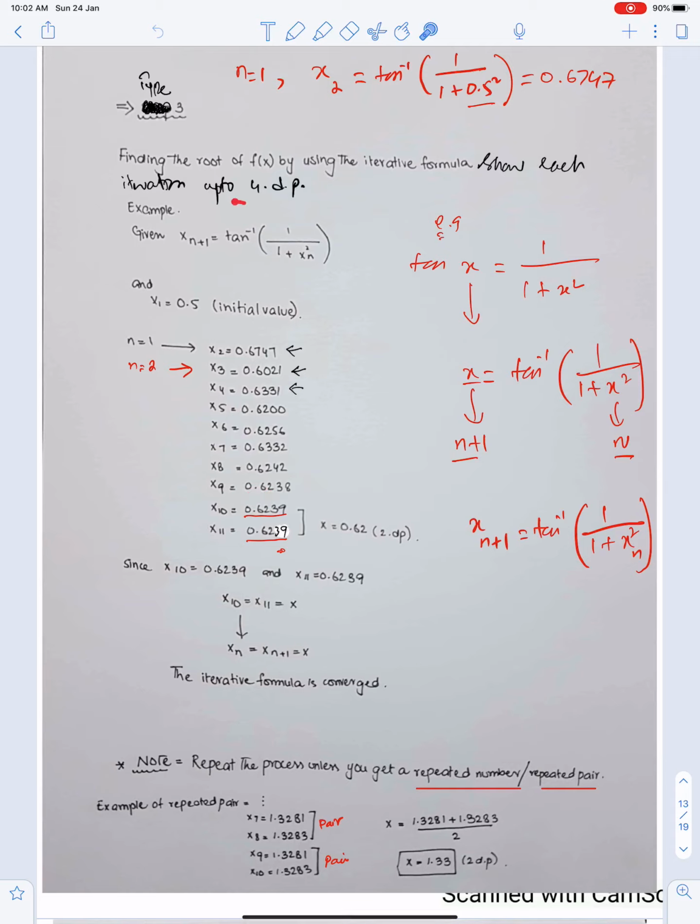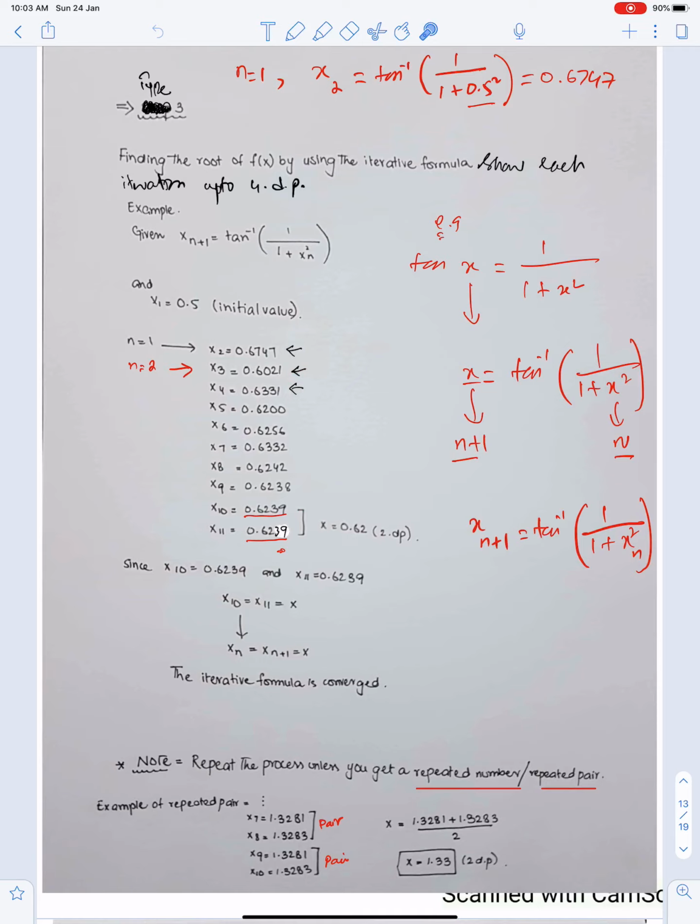You need to substitute this equation in your calculator, and then press the calculation button. The calculator will ask you the value of x. You need to put 0.5 in your calculator, press equal, and get this answer. And then for x3, you need to put this number in your calculator, press the calculation button, substitute 0.6747, and press equal. The calculator will give you this answer. In the same way, you can get all the numbers.